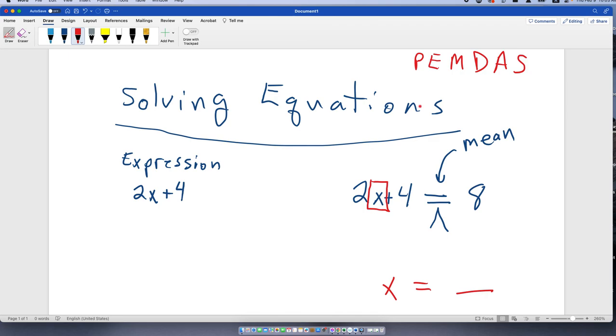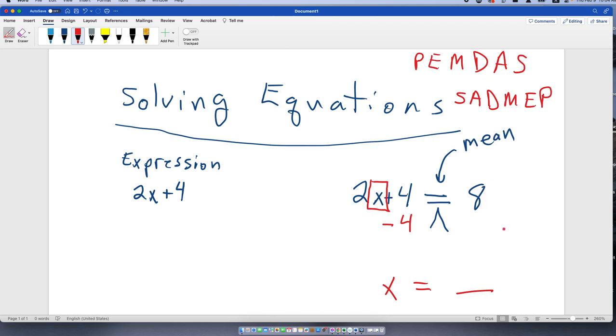One of my friends here who teaches calculus says that when you solve equations, you do it backwards. You do SADMEP, whatever that is. It sounds different. So we're going to deal with the subtraction and addition first, then multiplication, division, exponents, and parentheses. We're going to do everything backwards. So instead of adding 4, we're going to subtract 4, and we're going to deal with that part first because everything's backwards. Again, we've got to be rebels without a cause in math, right?